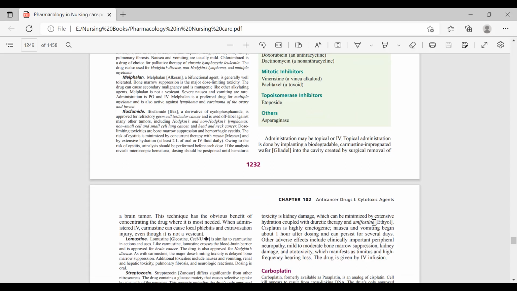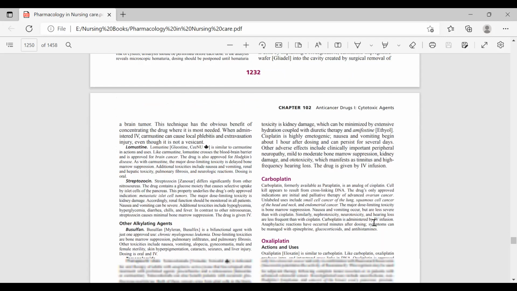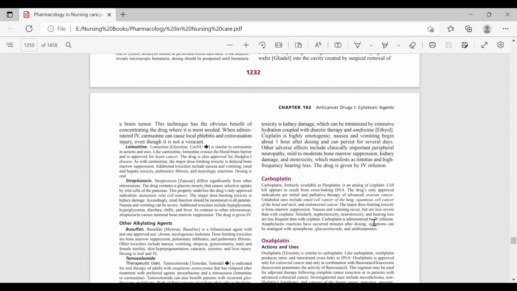Administration is topical or IV. Topical, as I have already told you, is the CNS implant, which is a biodegradable carmustine-impregnated wafer, and it is implanted after surgical removal of a brain tumor. From where the tumor has been removed, the implant is incorporated, and this technique obviously benefits the patient. During IV administration, carmustine can cause local phlebitis and extravasation injury, but it is not a vesicant.